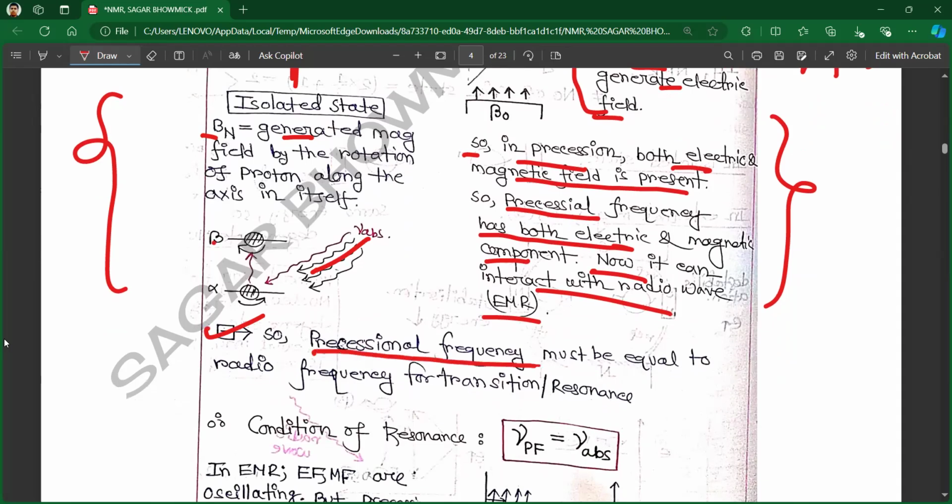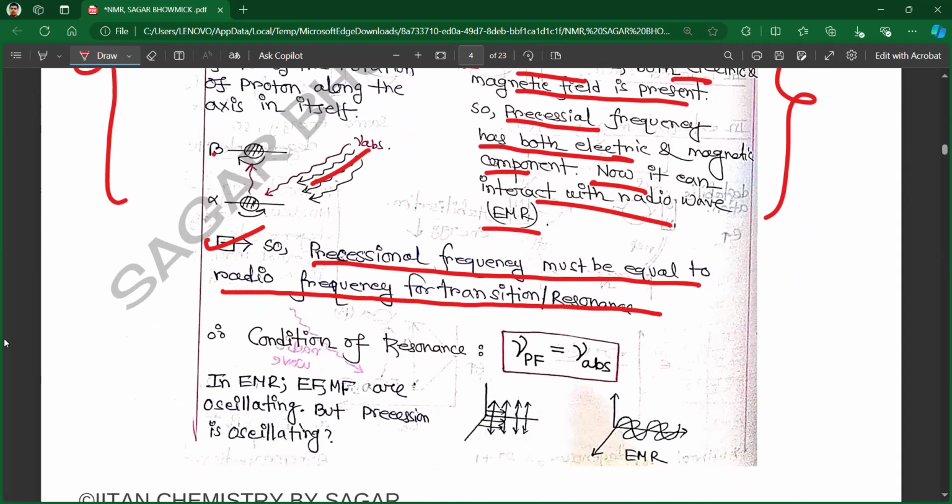So the precessional frequency must be equal to the radio frequency for transition by resonance. For resonance or for transition, the precessional frequency should be equal to the absorbed radio frequency. This is the condition of resonance. And this is a very popular question, by the way. What is the condition of resonance?